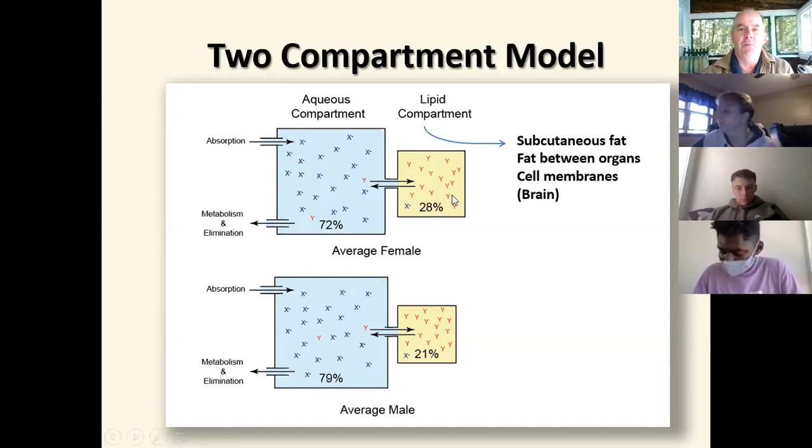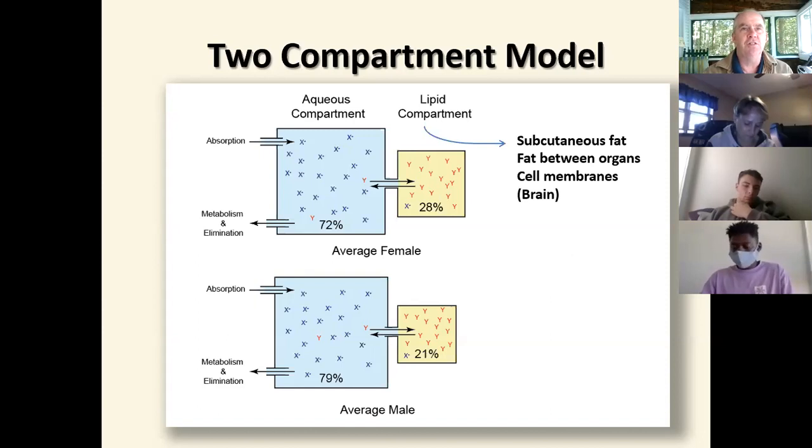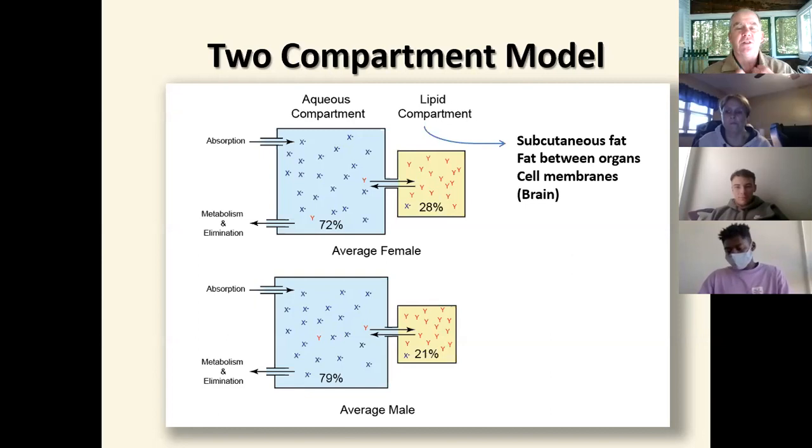Then you've got your lipid compartments, which include all your cell membranes. What else? Subcutaneous fat between your organs. There's a lot of fat between your organs, padding them. Things like that are all your lipid compartment. And keep in mind, your brain is pretty fatty, right? Your brain is all neurons, and neurons are mostly membrane. So your brain is very fatty. So if anybody calls you a fathead, thank them, because it's a compliment. It means you got a lot of brains.